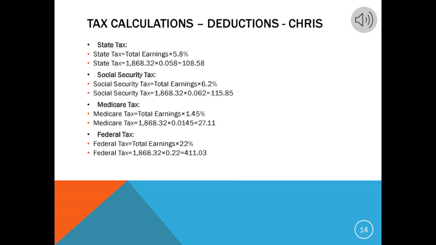Now, let's start with Chris's deductions. For his state tax, the total earnings times 5.8%, which is $1,868.32 times 5.8%, which is $108.58. That's for his state tax.